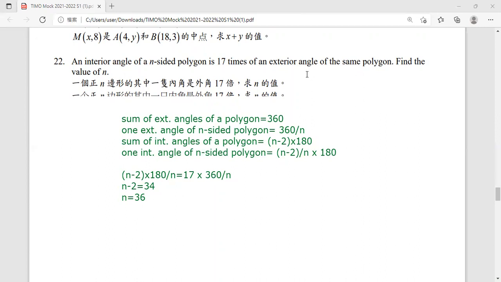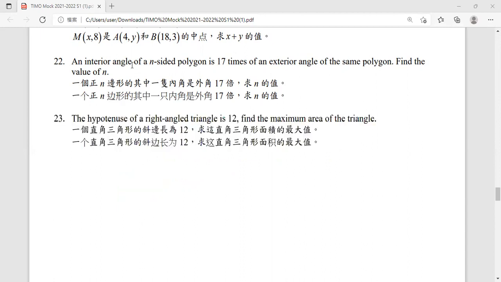Any questions? Okay, question 23. This time you draw the diagram again. Does it seem familiar? It's almost the same as question 19.